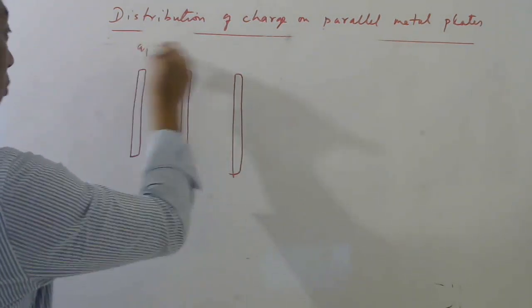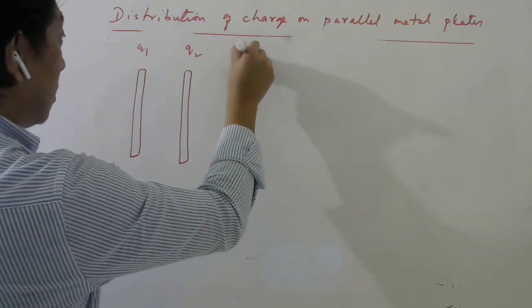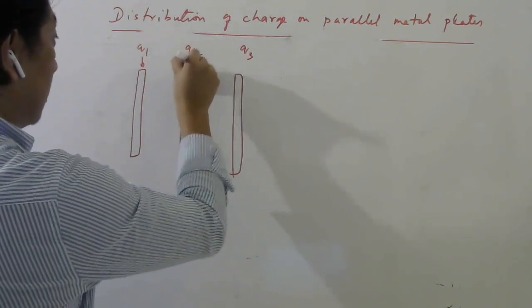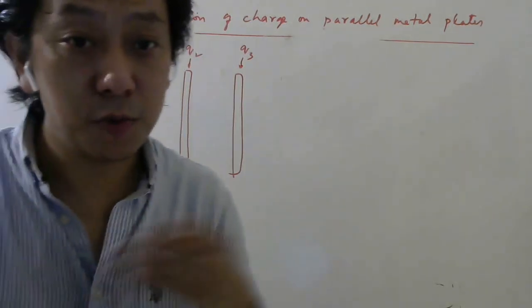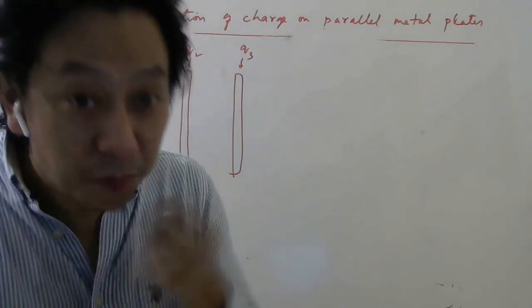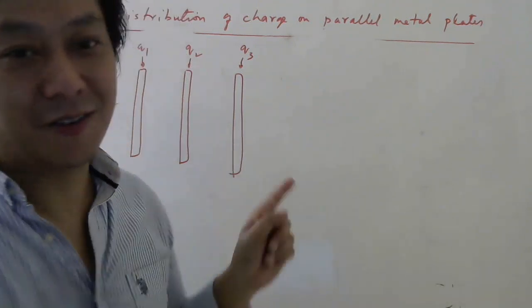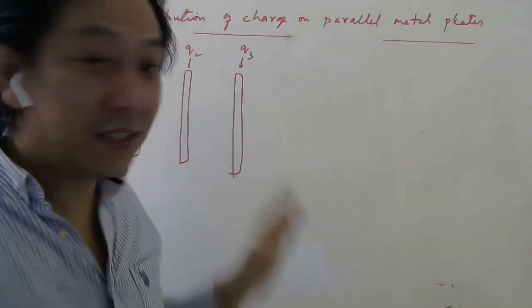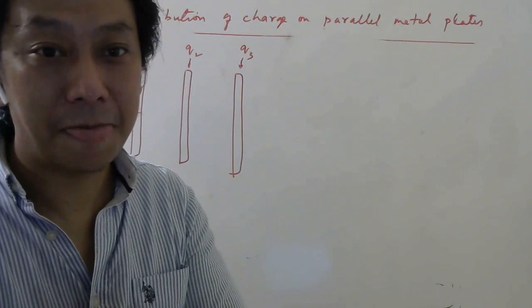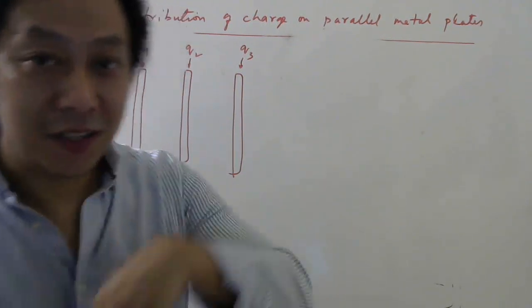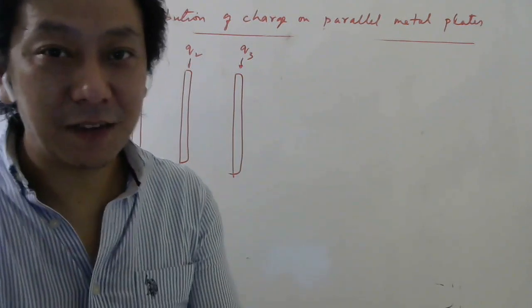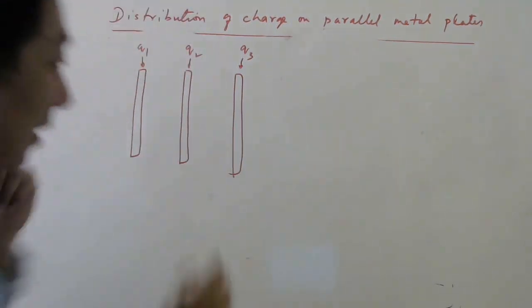Here I give Q1 charge, Q2 charge, Q3 charge. After giving, the charges will redistribute. See, all this distribution of charge is happening to make the electric field inside 0, or you can say to keep the potential constant in the conductor. So that is the whole business of charges in a conductor.